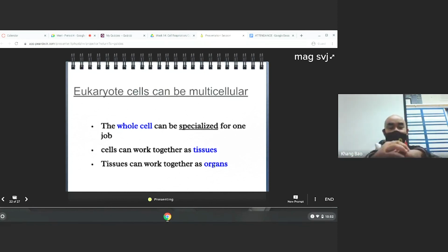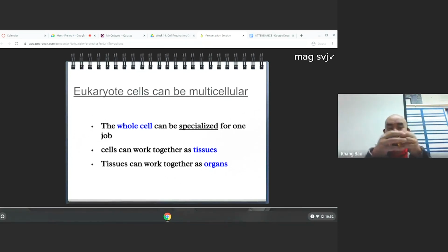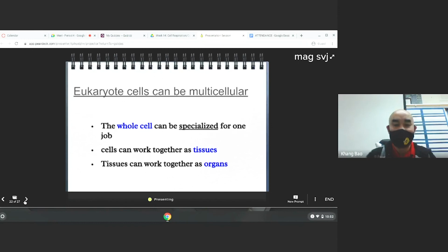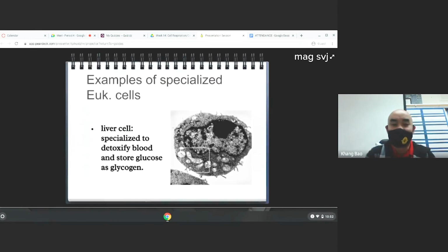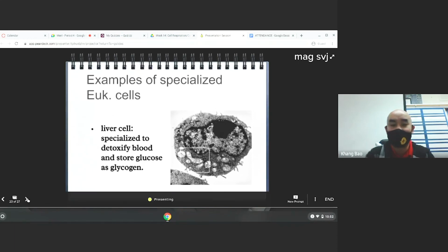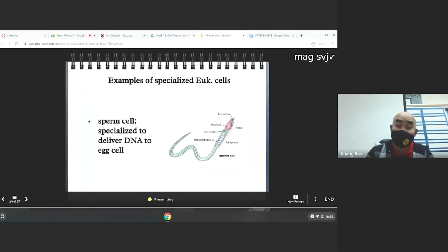Think of a heart. You have heart cells, multiple heart cells specialized to work together. They become heart tissue. And those heart tissues come together and make up a heart. It becomes an organ. So keep that in mind. An example of a specialized cell would be your liver cell. They work together to detoxify blood, clean out your blood. Sperm cells, right, for males, work together to pass on the DNA of that man to the egg cell, which is for females.